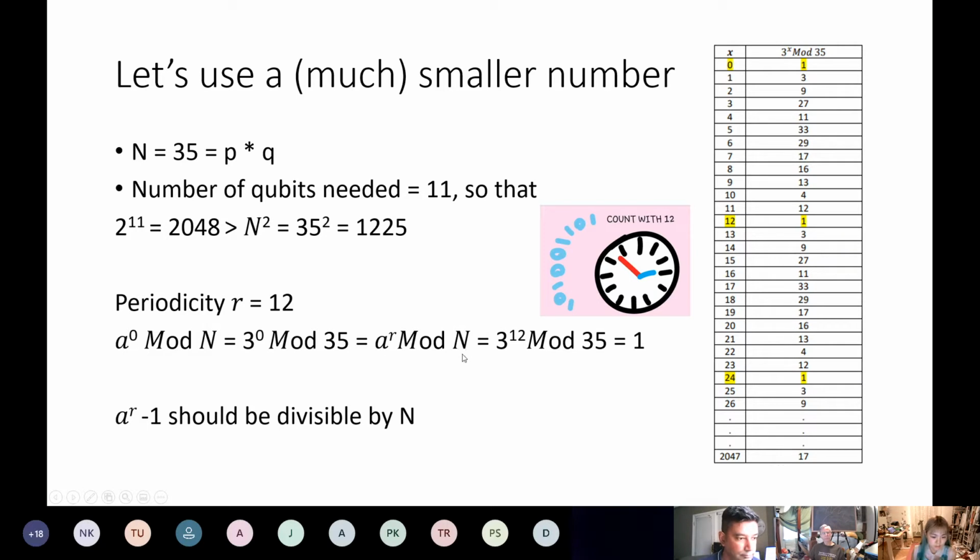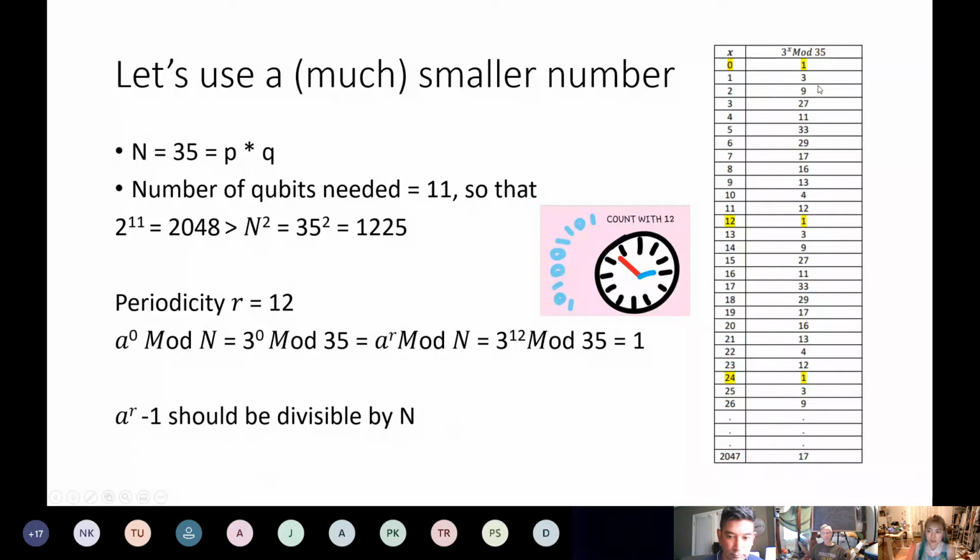So I also already mentioned that a to the power of 0 mod n, where a is 3, and then 3 to the power of 12 mod 35, they all equal 1. So these numbers are all 1s. Then you can see that if your remainder is 1, then a to the power of r minus 1 should be divisible by n.